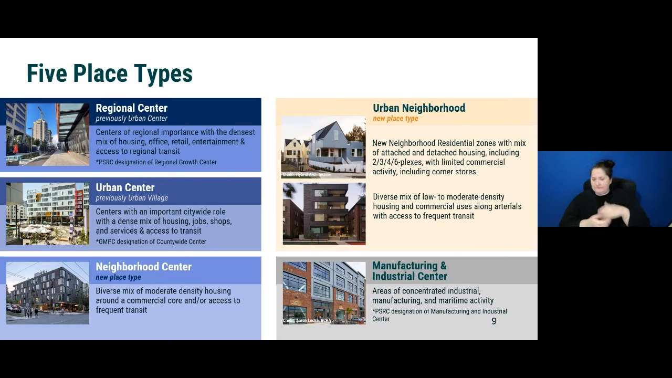The last major place type is called manufacturing industrial center. These are areas of concentrated industrial, maritime, and manufacturing activity. The city recently completed a major update of those areas called the Industrial Maritime Strategy that looked at the boundaries of those areas and the uses within them. And so we're not proposing to change that as part of the comp plan.